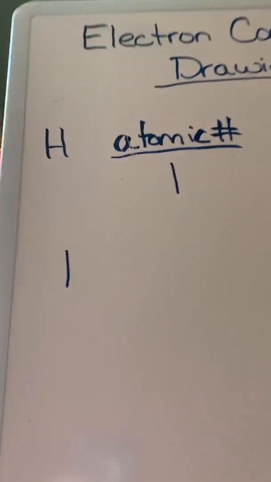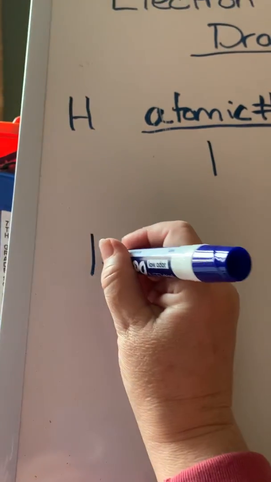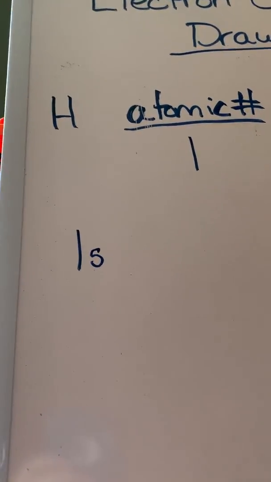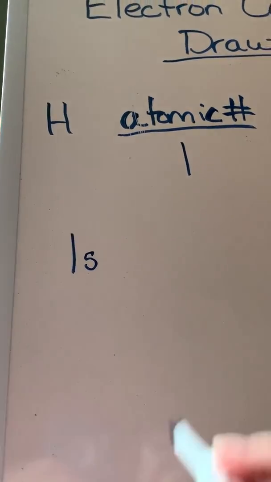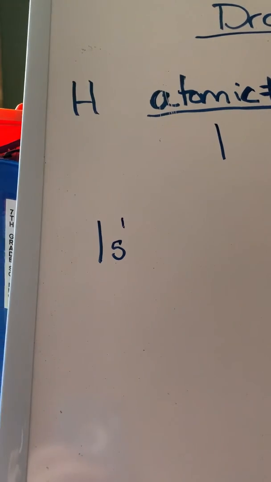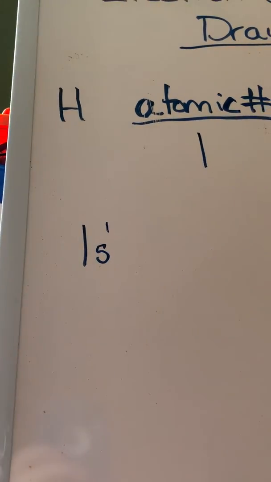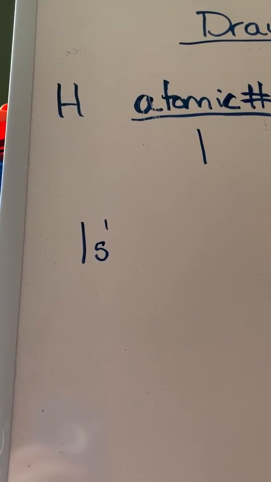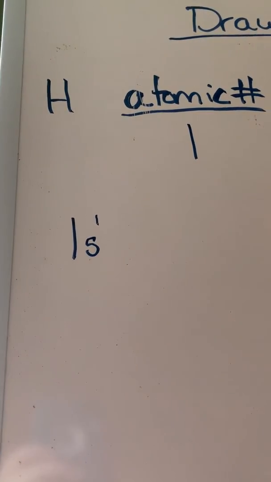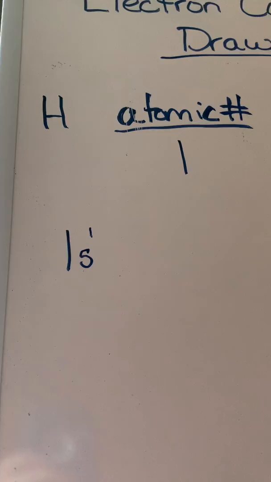You have to put that sub-level in. The first sub-level is S. But this time, instead of putting a 2 with the S, we're just going to put a 1 there. We're putting a 1 there because it has 1, yep, you got it, 1 valence electron. 1 electron total, that's all it has.